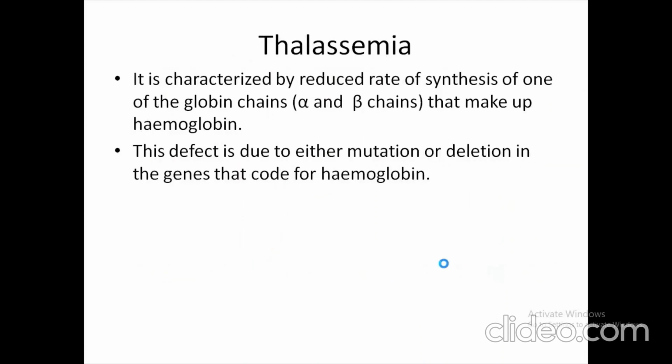Thalassemia. Now, thalassemia is also a blood-related recessive disorder. It is characterized by a reduced rate of synthesis of one of the globin chains. There are two types of globin chains in hemoglobin. Two alpha chains and two beta chains make up the hemoglobin. If the synthesis of either of the chains or both the chains is reduced, then it causes thalassemia. Now this defect is due to either mutation or deletion in the genes that code for different chains of hemoglobin.